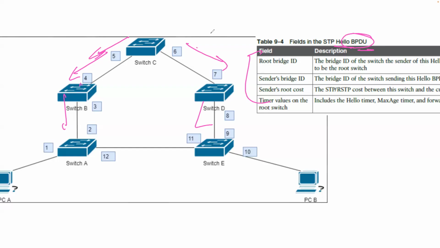Initially BPDU was used to compare and decide who becomes the root switch. First task is over. Second task: the root switch will keep on sending, it's like a heartbeat. Every 2 seconds, hello BPDU, informing these four pieces of information. What information? First is root bridge ID. Imagine my bridge ID is X. And the others are bridge ID A, B, C, D. Example I'm giving.